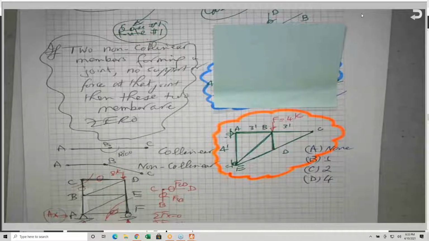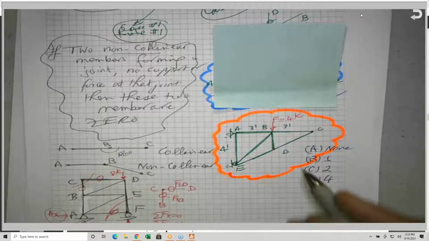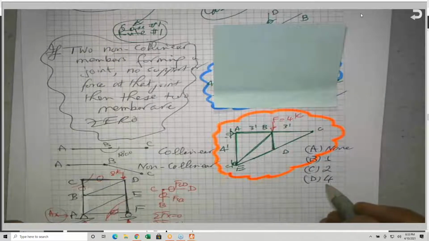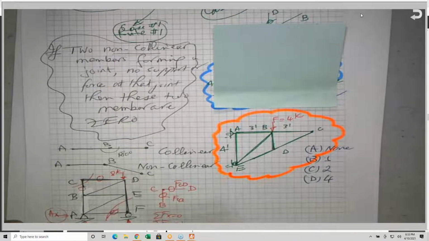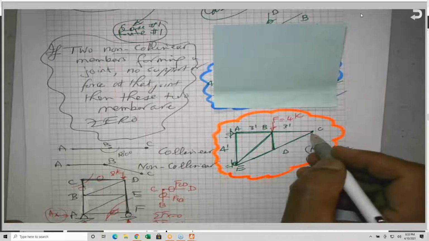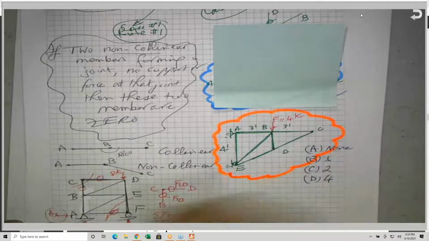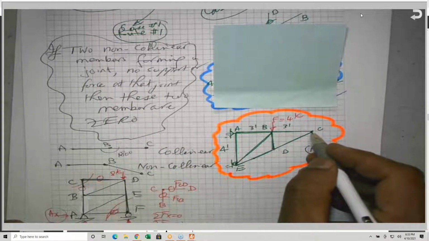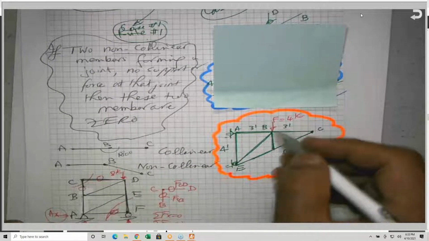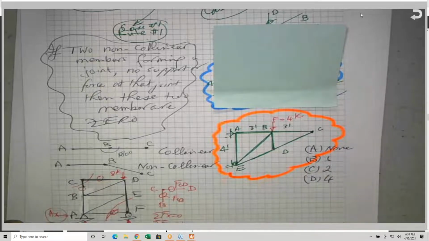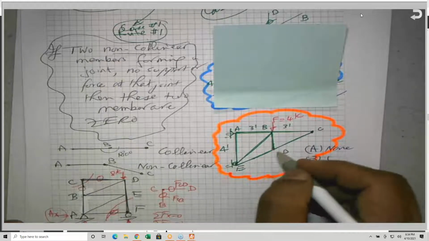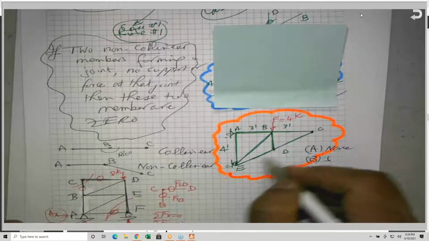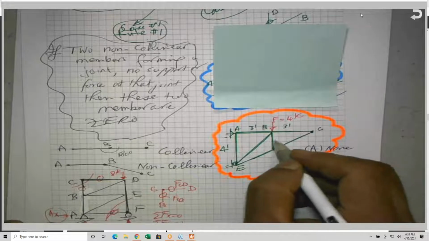Okay. Again, we are going to apply some rules here. Members CB and CD are non-collinear members forming a joint, exactly similar to the previous one. But if you look at case number 2, which is this one here, you have 2 members, member DC and DE, and the third member, this member is 0.